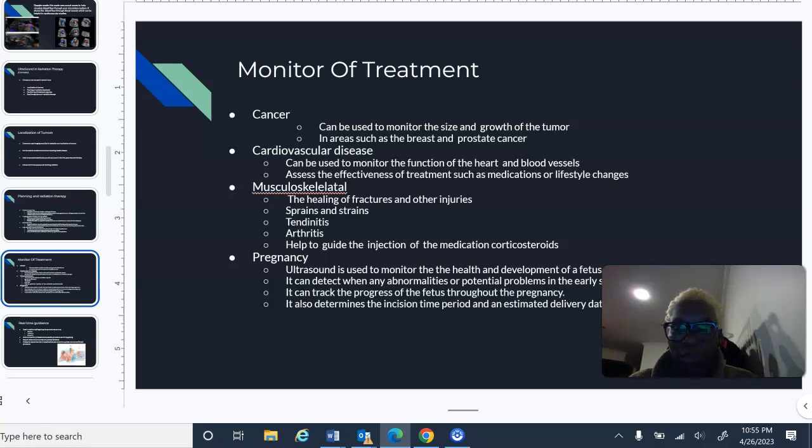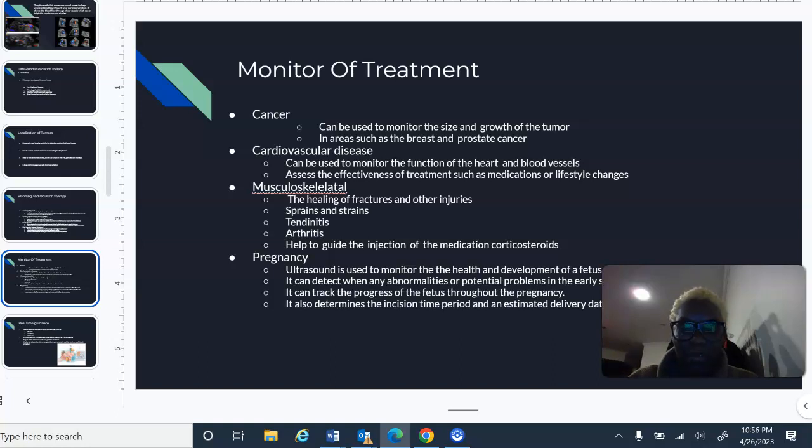Musculoskeletal. You can use ultrasound to make sure that if the patient suffers from a fractured bone, that bone is healing correctly. And for sprains, strains, tendonitis, and arthritis, ultrasound helps to guide the injection of steroids into the joint.